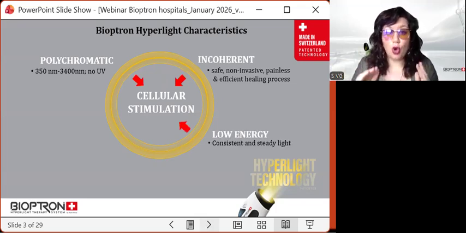Bioptron light is low energy. That means that this is in the range of energy which is enough to trigger the cellular mechanism that we will see later on, and it is a consistent light during the whole treatment.